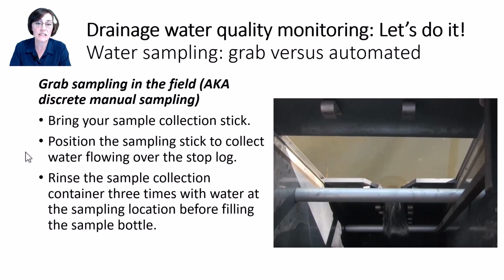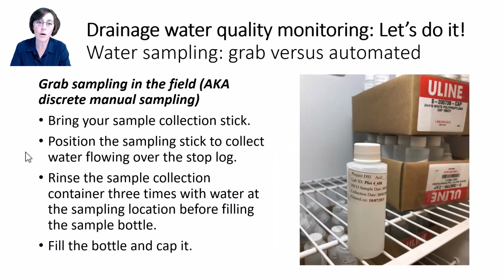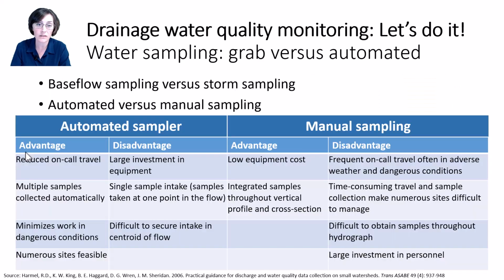First, you need to rinse the bottle 3 times with that water to make sure the water that you have collected in the bottle eventually is truly representative of the water that you want to sample. Dump the rinse water outside of the control structure or away from the outlet. Fill the bottle and cap it. Affix the label if it's not pre-labeled, and for our samples, it's all right to have some head space, that is air space, at the top of the container. Now that's manual grab sampling.